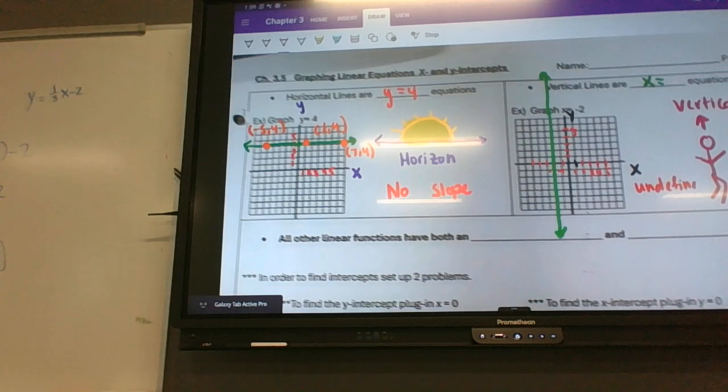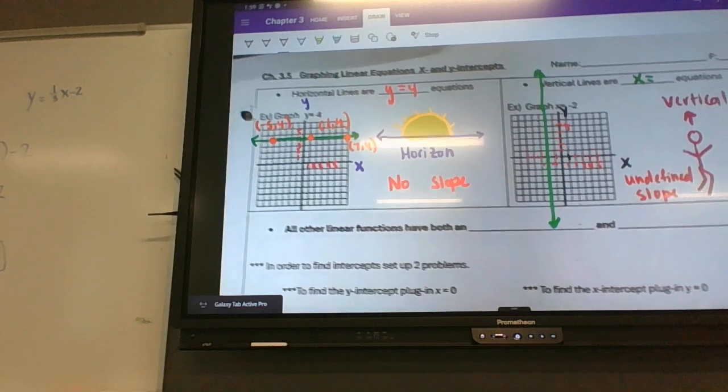Here, I'm trying to write down the undefined slope. No, please don't call it. Undefined slope.